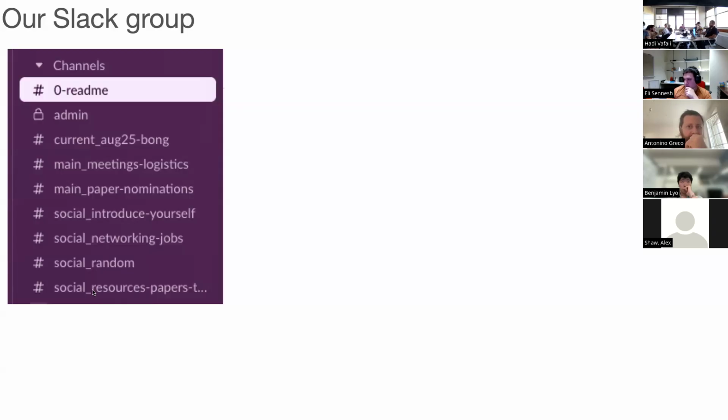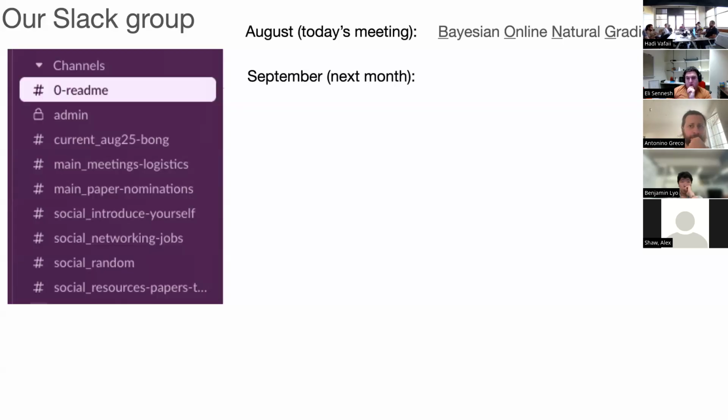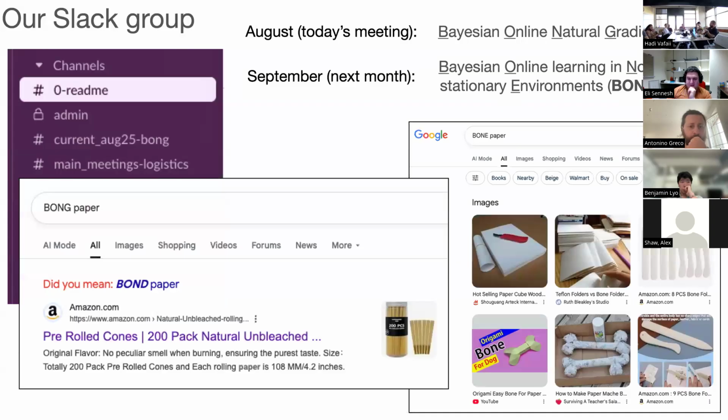Another reminder is that we're going to discuss BONG next. It stands for Bayesian Online Learning in Non-Stationary Environments. The key for BONG is the non-stationary part, which is not what the authors explored in BONG. We're going to get to that. But I just want to mention, I don't know if you guys had this problem, but whenever I wanted to get a quick look at the PDF of the paper, I would search BONG paper and it wouldn't show me. So the struggle was real.